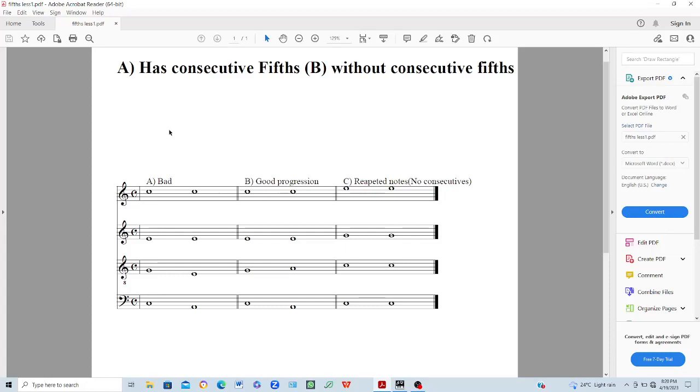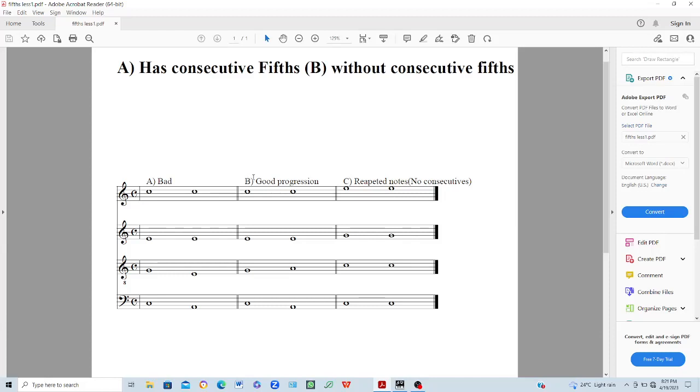So to our example of today, you can look at my screen. I have some chord progressions and I have 3 bars. This is the first bar, the second bar, and the third bar. In my first bar, I have labeled it as A, the second one is B, and the third one is C. The first bar has a bad progression. That means there must be some consecutives somewhere which we are yet to identify.